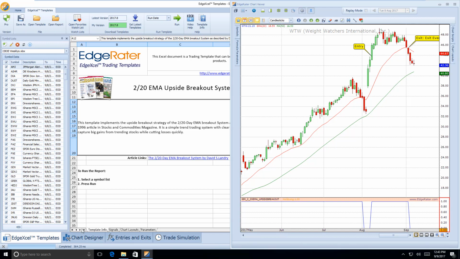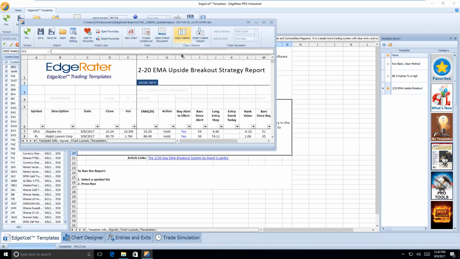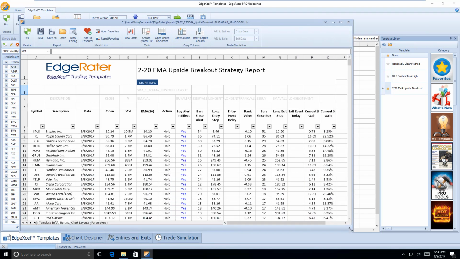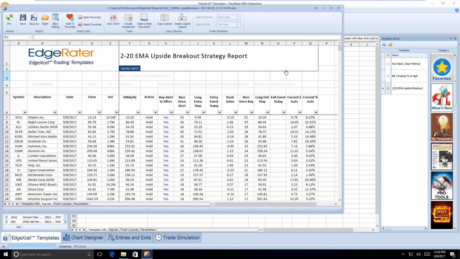Just go to your templates, make sure you select the template, you know where it is. It's in the stocks and commodities category over here, and it's the 220 EMA upside breakout system. Just make sure your weekly CBOE weekly list is up to date by pressing end of day update, hit the run, and then you will end up with the results. And you can look at that and sort that and filter that in any way you like. But it definitely gives you a good selection of stocks to look at on a daily basis and monitor how they're performing in the context of that strategy.